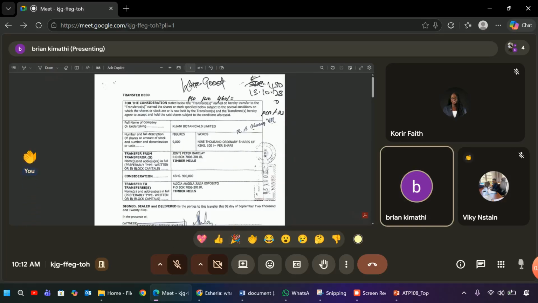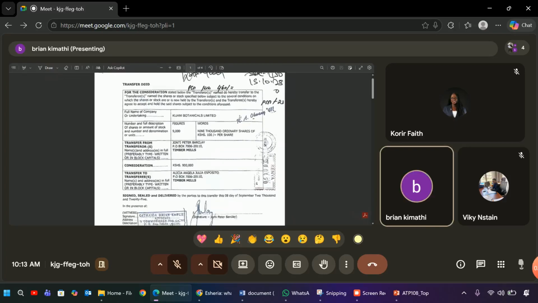Kwa ardhi sasa, and then ukisha apply kwa ardhi sasa unaenda directly in person huko Sheria House kwa Ministry of Lands, kwa hiyo banking hall ya ardhi huko ardhi house huko Sheria House. You go there, then they stamp this.